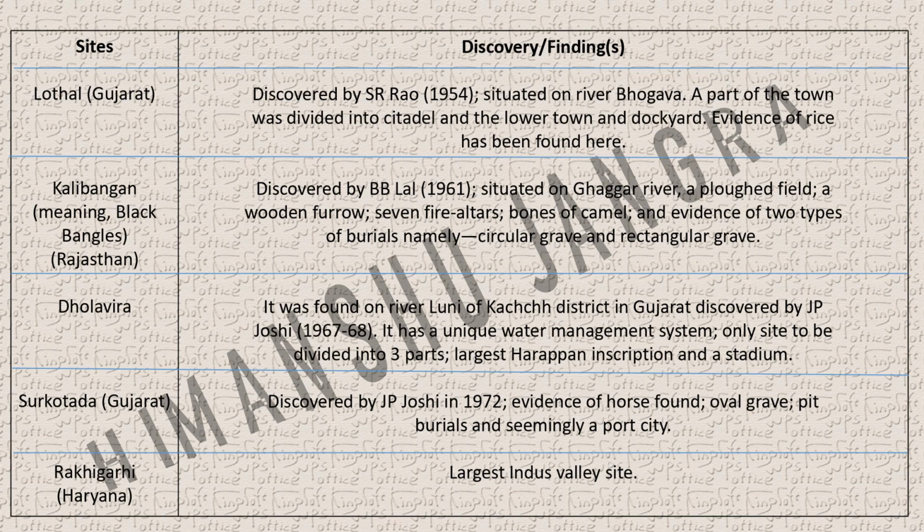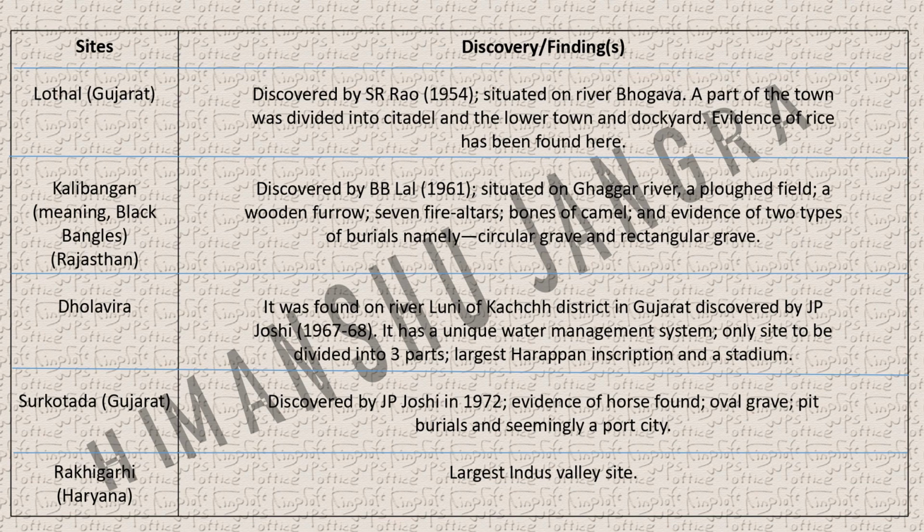Lal, 1961, situated on Gagar River, a plowed field, a wooden furrow, 7 fire altars, bones of camel, and evidence of 2 types of burials, namely circular grave and rectangular grave.